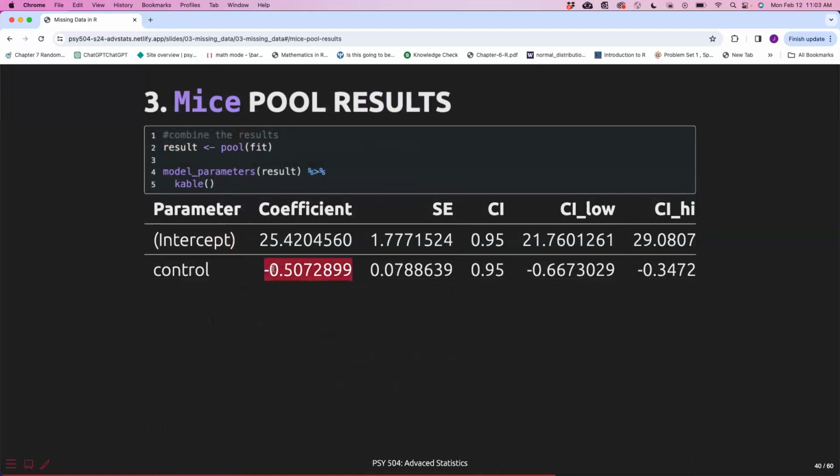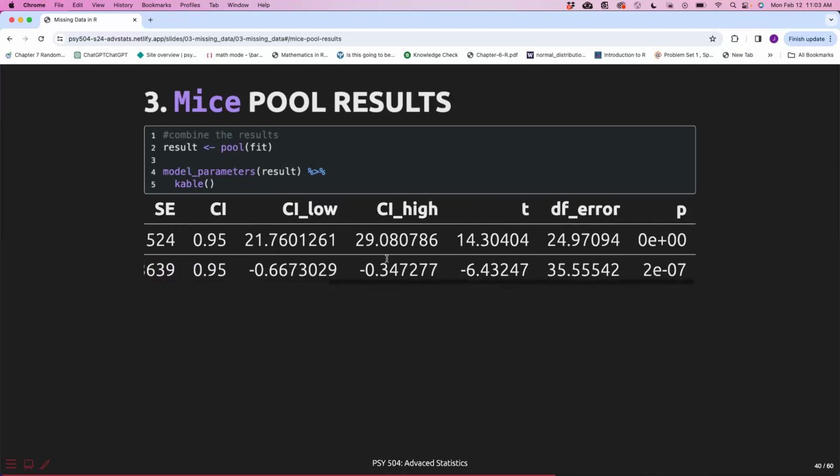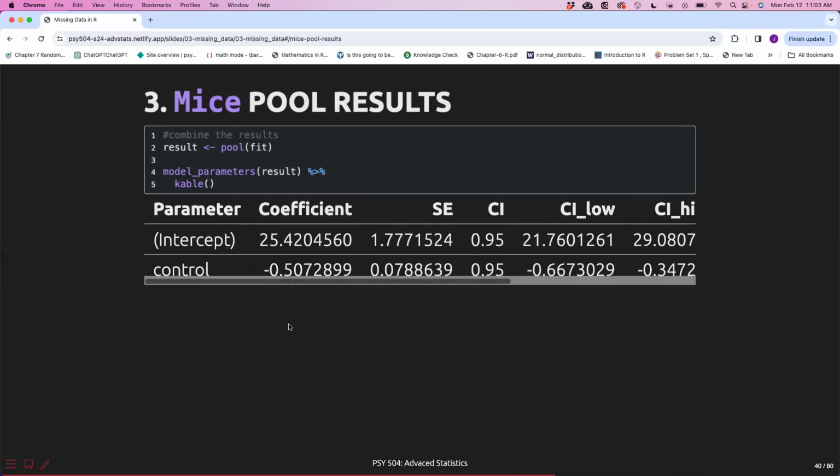And we see that there is a statistically significant relationship between control and depression, right? So for an increase in control, the depression score is reduced by about 0.51. And this is what we would report. And we get all of our useful statistics here.